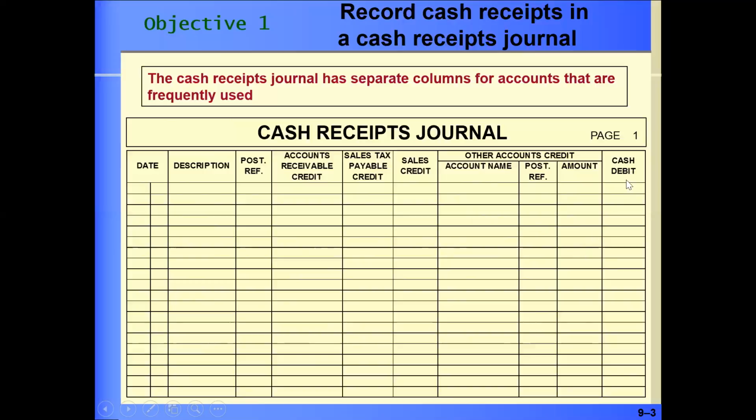Usually, when you receive cash, it's going to be because your customers paid you from previous sales, or because they paid you right now for a current sale. So at this stage, does this make sense?